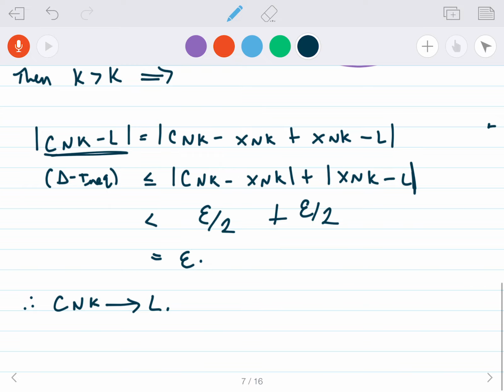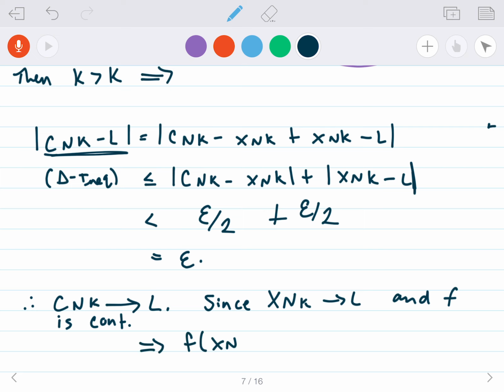Okay, and so here's the kicker. Since x_nk converges to L and f is continuous, well, remember, by the sequential criterion for continuity, that's going to imply that f(x_nk) is going to converge to f(L). And since c_nk converges to L, that means that f(c_nk) is also going to converge to f(L). And what can we conclude from there?